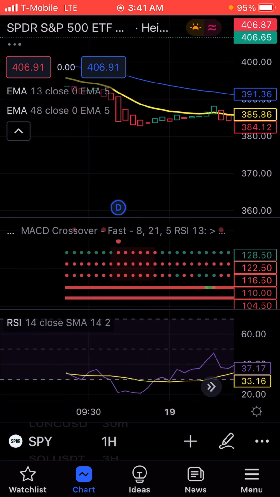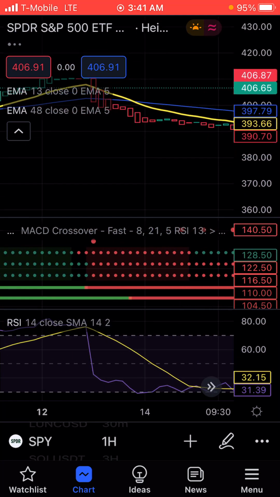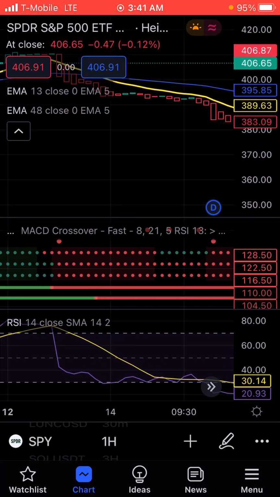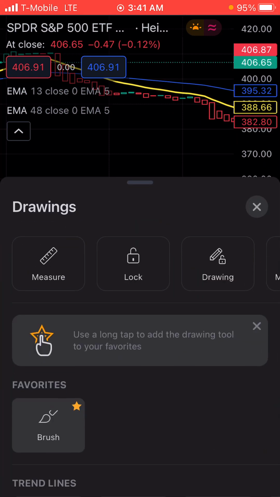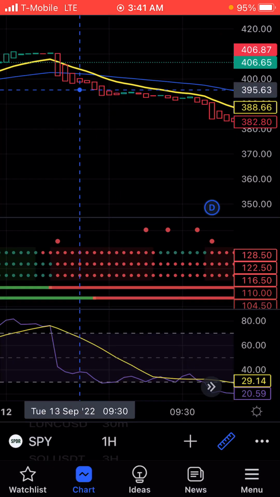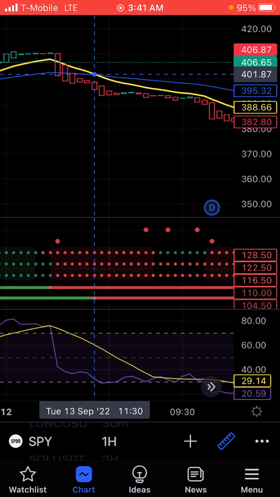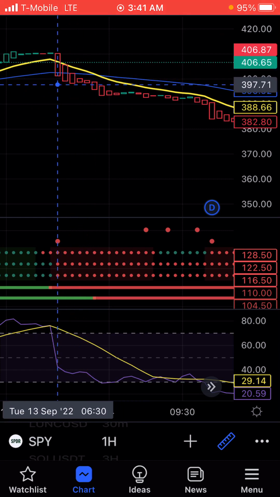Let's find another cross moment. Here we go. Here's a cross. Okay, so the cross is right there. So we look for the signal. We got the red dot right there. If you see that red dot below, that's the signal. So in this situation, I would do a 410 put, around 410, and I'd write it out.